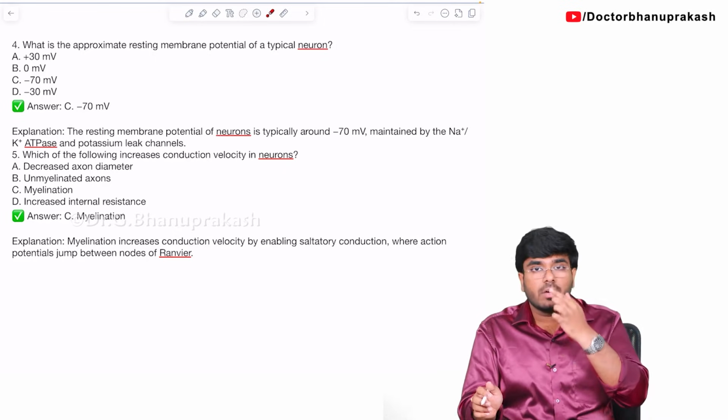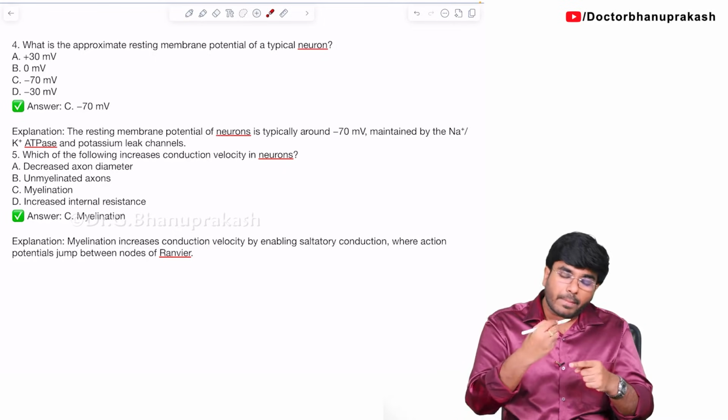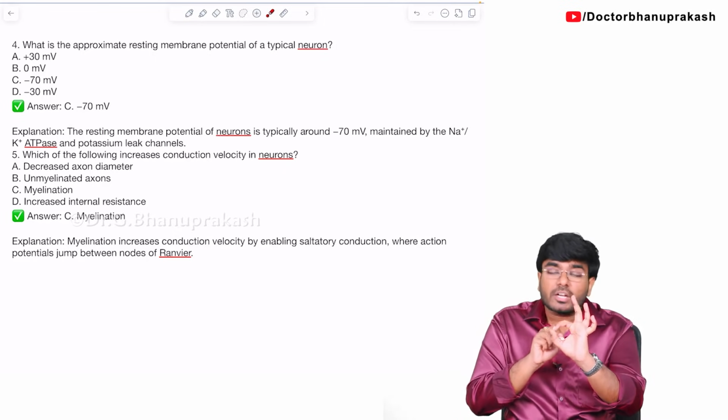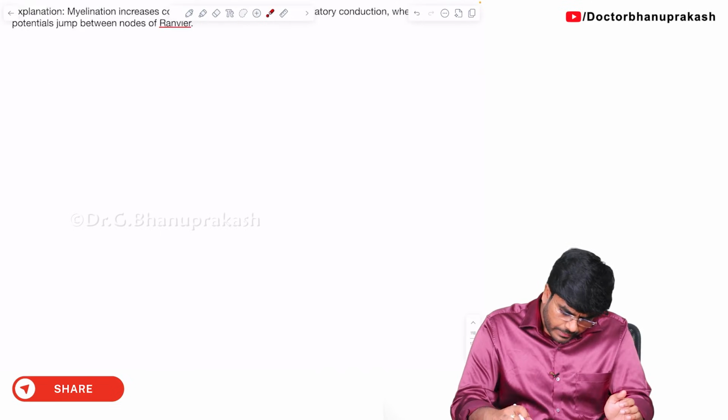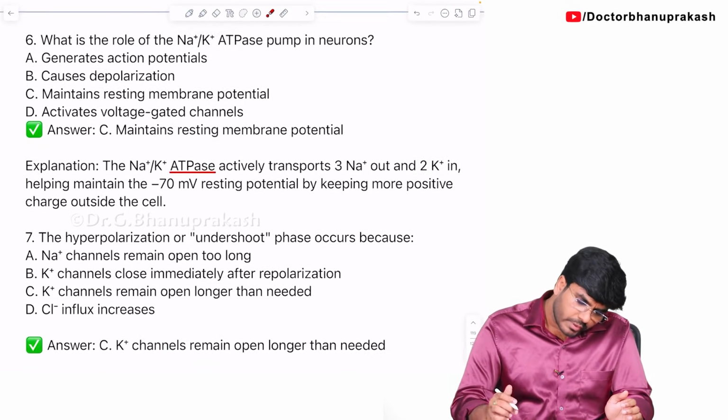In the classification of nerve fibers topic, I will explain again. It is the myelination and the diameter of the neuron which decide the conduction speed. Next up, what is the role of the sodium potassium pump in the neurons?